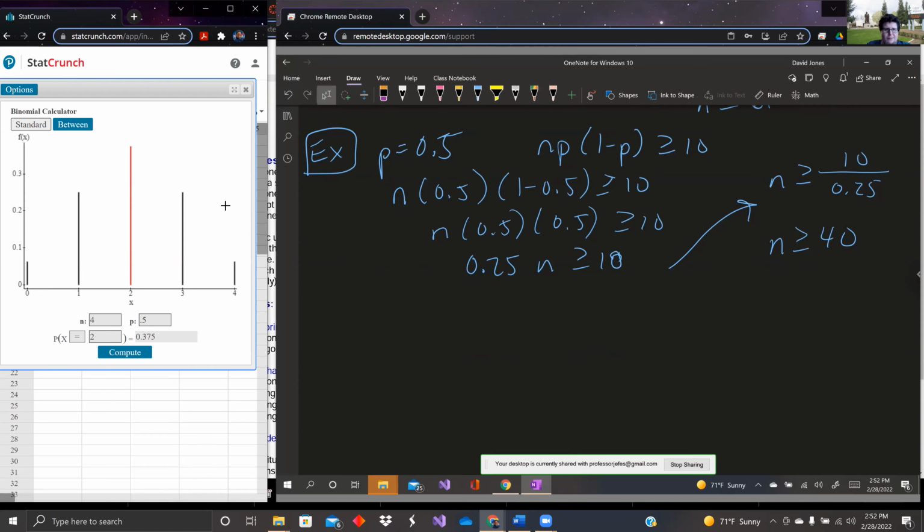I like having StatCrunch up on one side, kind of small, and the screen up on the right, bigger. I hope you guys like it too. All right.